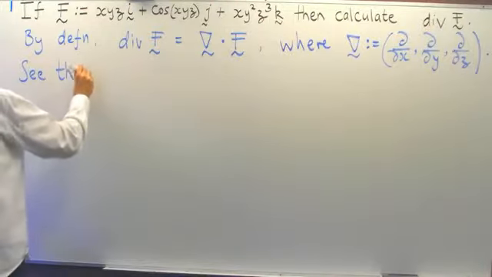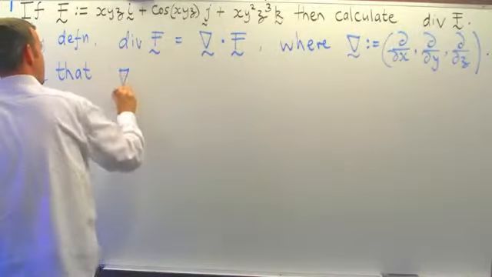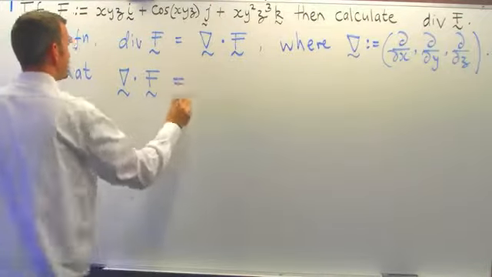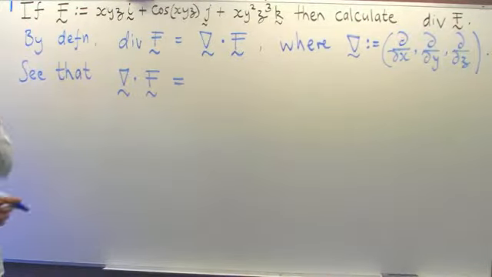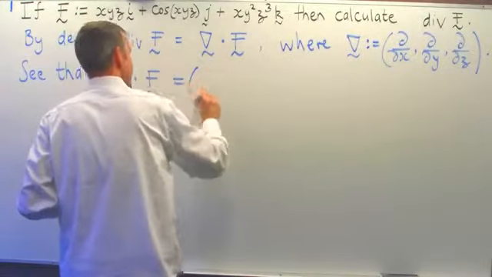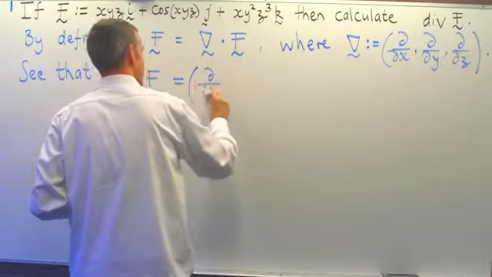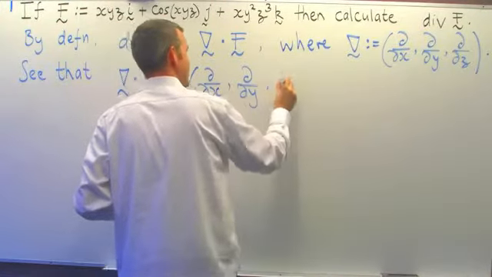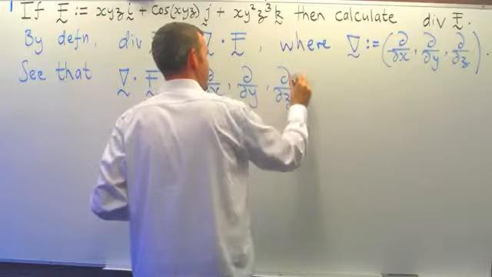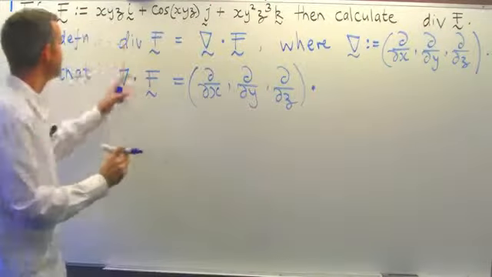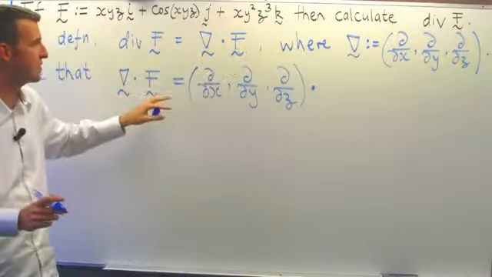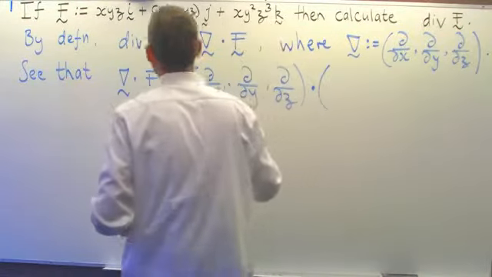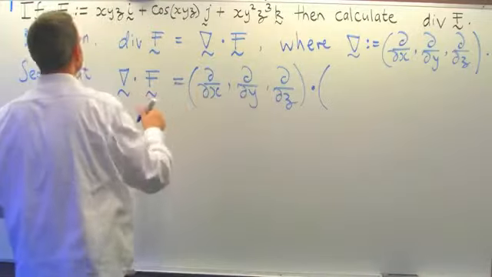So, the divergence of our vector field will just be the following. Now, instead of using i's, j's and k's, I'm just going to write it out as an ordered triple. If you want to use i's, j's and k's, you can, but you should put them in here as well.